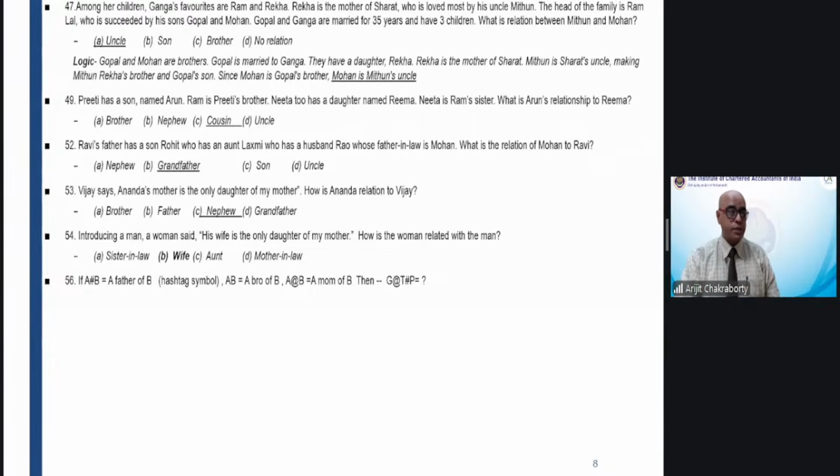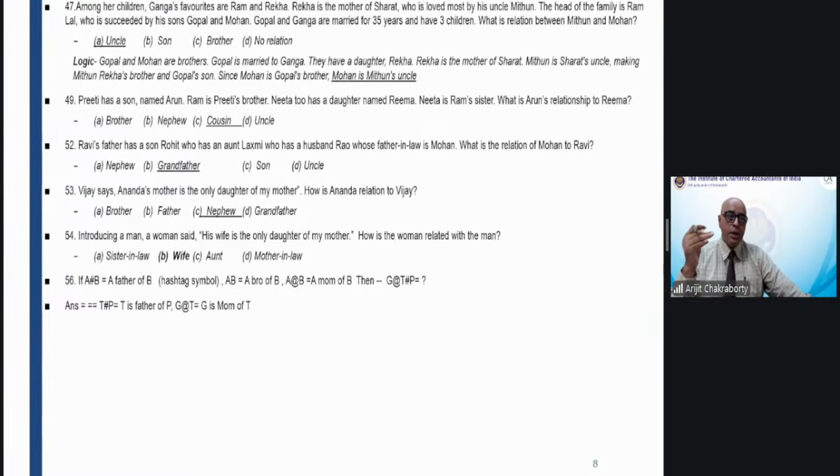56th question, very interesting question, symbols. So you have hashtag and @. A hashtag B means A is the father of B. A and B means A is the brother of B. A @ B means A is the mom of B. Then G @ T hashtag P का मतलब क्या है? One line answer. Just look at the type of pattern given and the special characters.